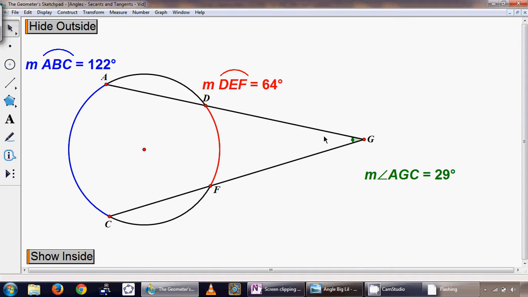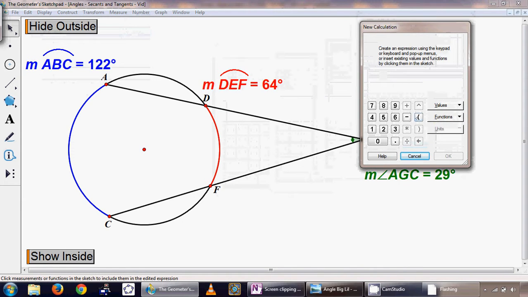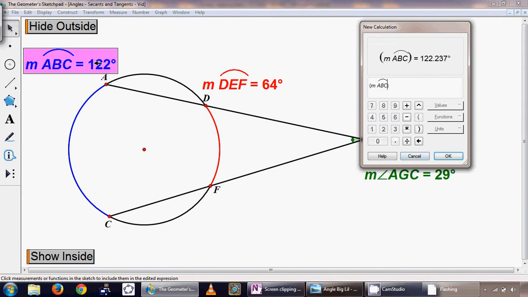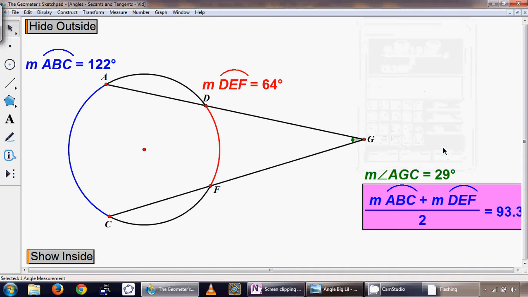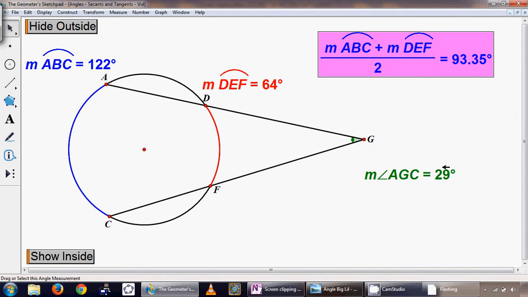So if we just tried out our last lesson's relationship, the arc plus the arc divided by 2, that should give us the angle. Let's try that out. Let's see if we're correct. So I'm going to make a numerator. It's this arc plus this arc. And I'm going to divide by 2. And we can see 93 degrees and 29 degrees. No, that didn't work out.